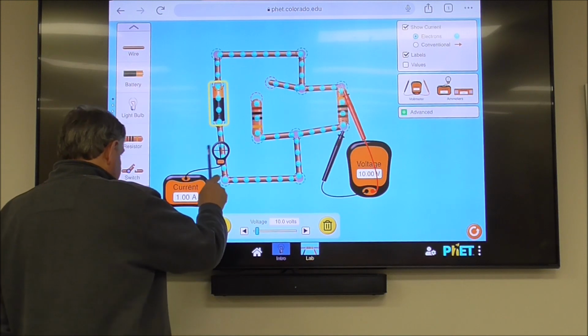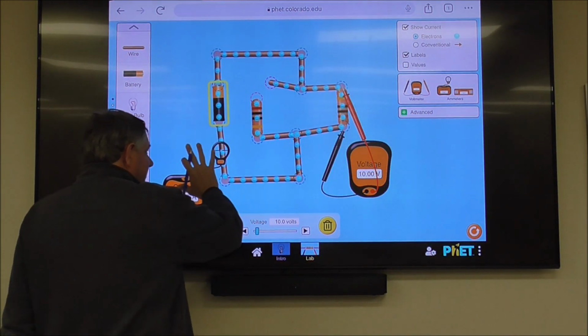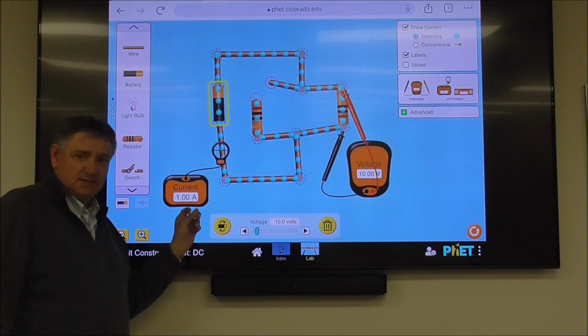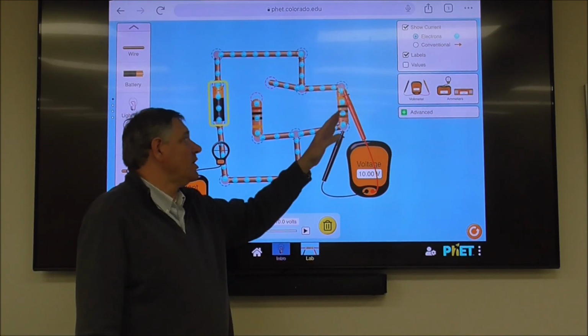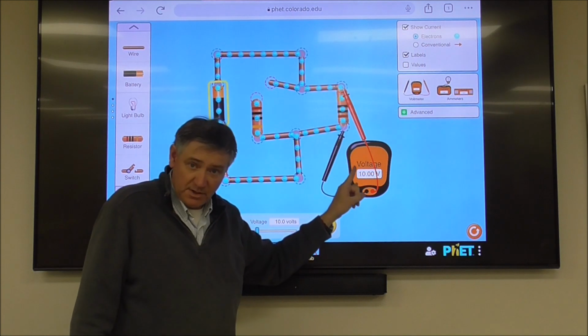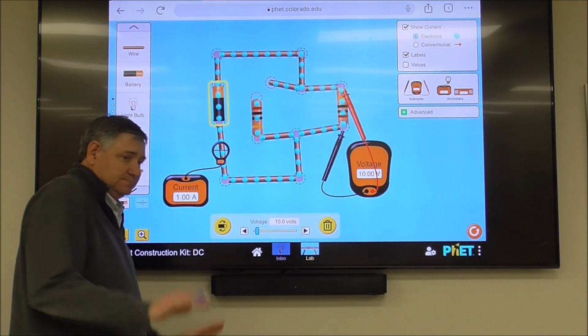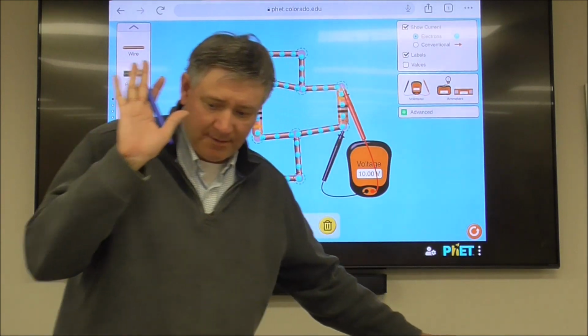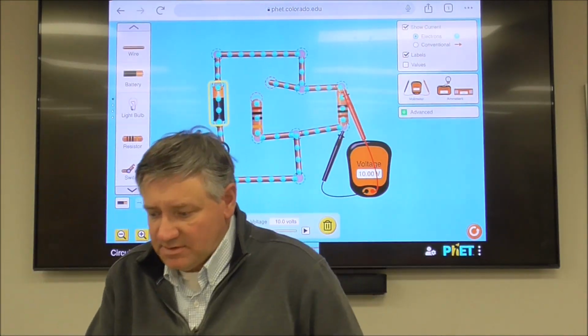So this amp meter, it's cool. All you have to do is slide it over the wire. It's going to show you the amperage. The voltage, you actually have to touch the leads to the point that you want to measure across. Okay, so 10 volt battery, 10 ohm resistor.